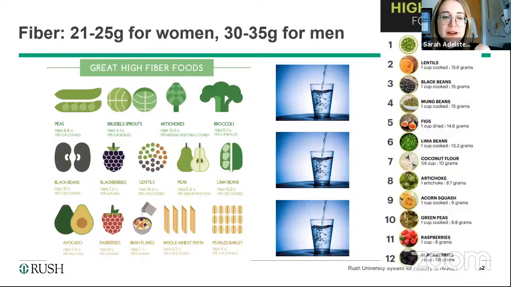So we talked some about constipation. Let's talk about fiber, right? I said we need water and fiber to help constipation. Women really should be getting 20 to 25 grams of fiber every day. Men need a bit more, like 30 to 35 grams of fiber. And having a little prune juice is not enough fiber for the whole day, okay?